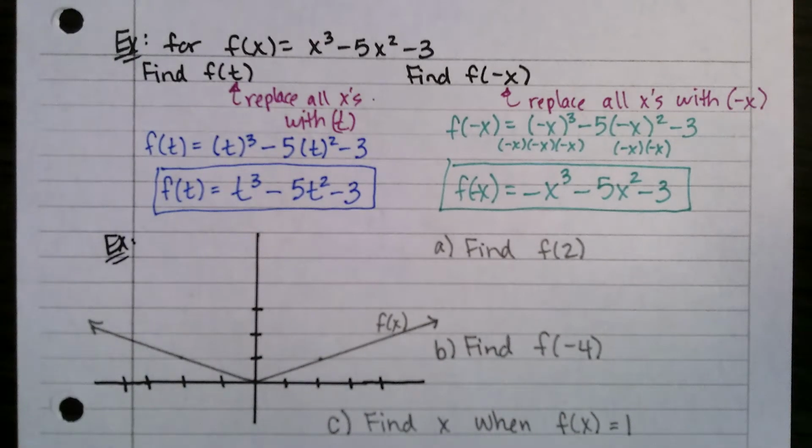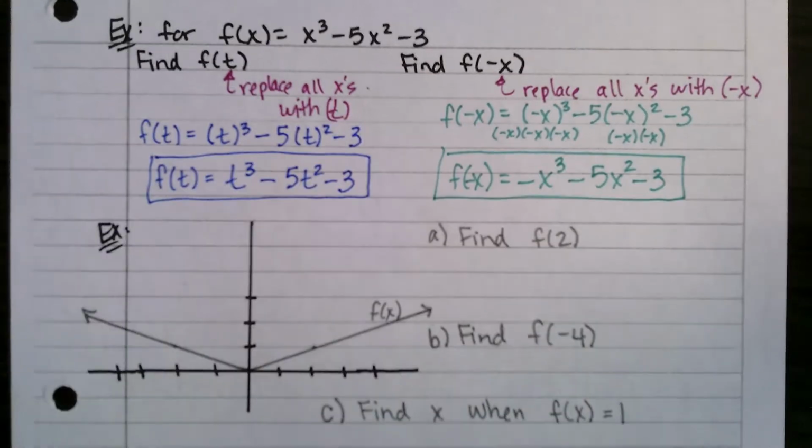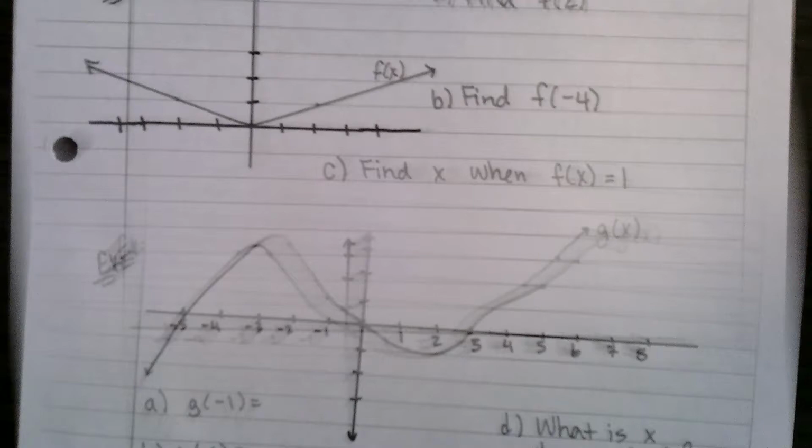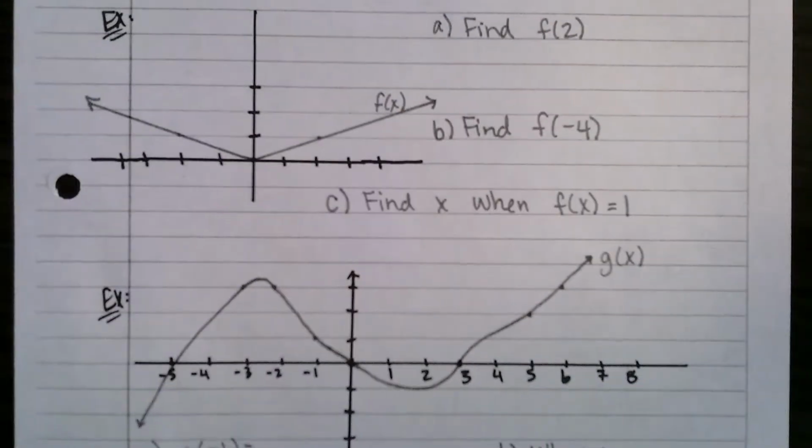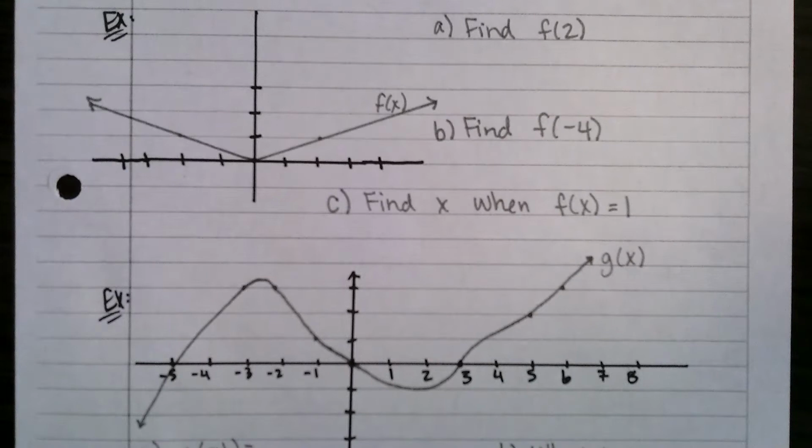Another thing they can ask you to do with function notation is to look at a graph and answer some questions. So let's look at this graph. This happens to be a type of absolute value graph here. And they're asking us to find f of 2. So we want to think about, what does that mean?